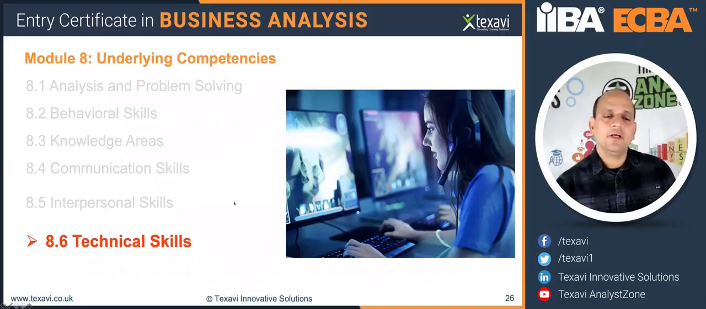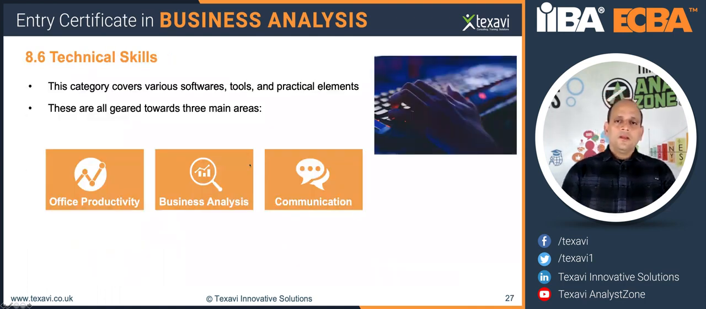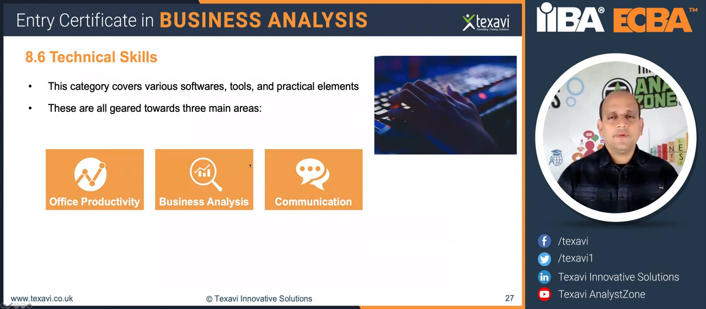Technical skills that a BA would need to have. As we discussed, a BA need not be a technical expert in one language or in one specific area, one skill, but they should be tech savvy. They should be in a position to appreciate the technology underlying. They should be able to speak the language of the technical and the development team.